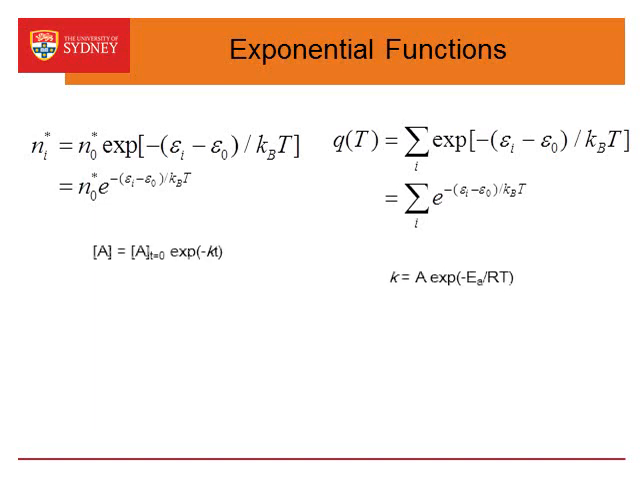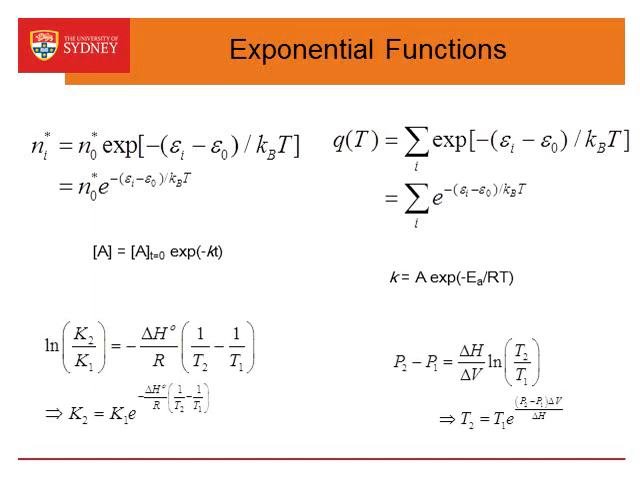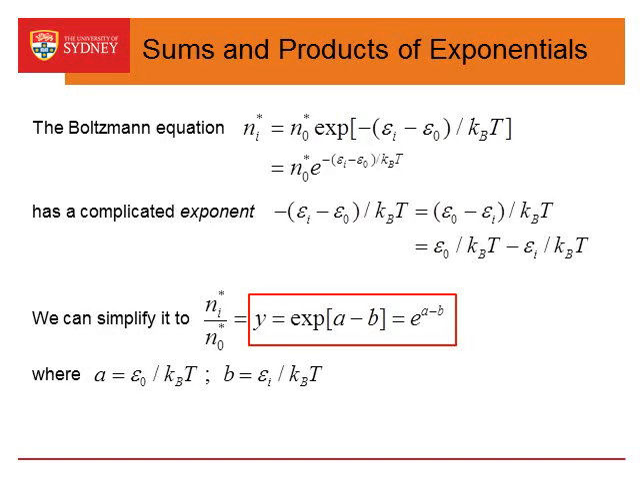Exponentials are also common in reaction kinetics as rate laws and in the Arrhenius equation. They also come up in classical thermodynamics as in the Van 't Hoff and Clapeyron equations. You'll run across these later in this unit of study. Using these equations is easier if you remember generally how to manipulate exponential functions and how to deal with complicated exponents. The Boltzmann equation is an example of something with a pretty complicated exponent.